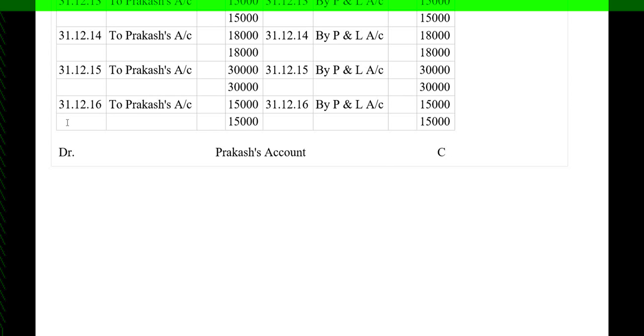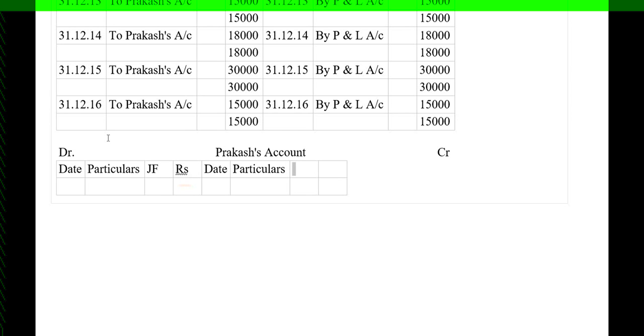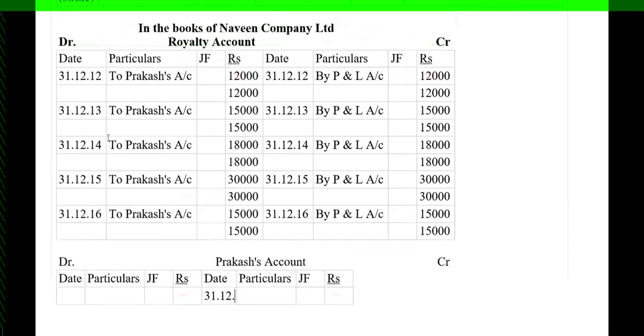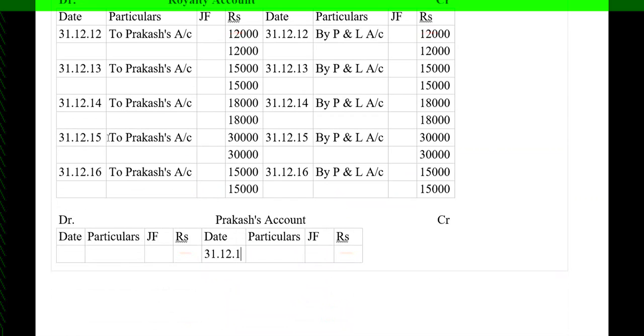So let me insert a table here. So 8 columns here. So date, then particulars, then journal folio, rupees, date, particulars, JF, rupees. So when the royalty is payable at the end of the year, so on 31st 12/2012 here, so 2012.